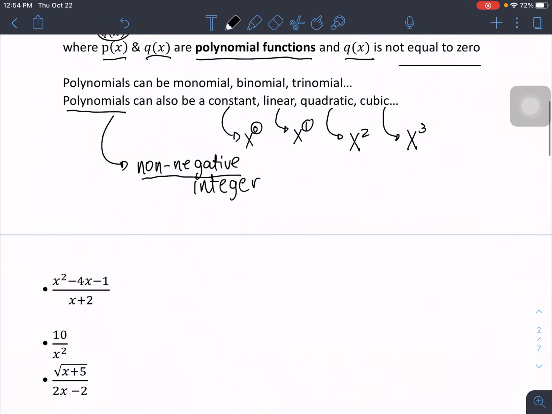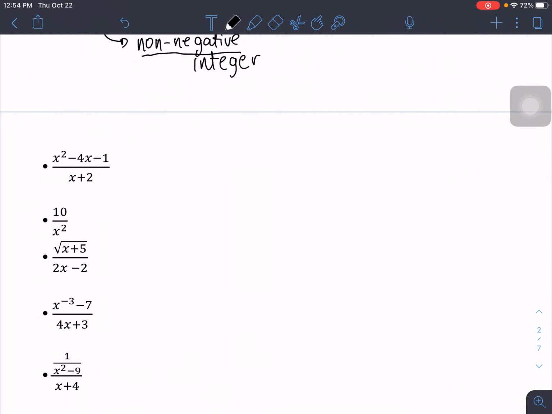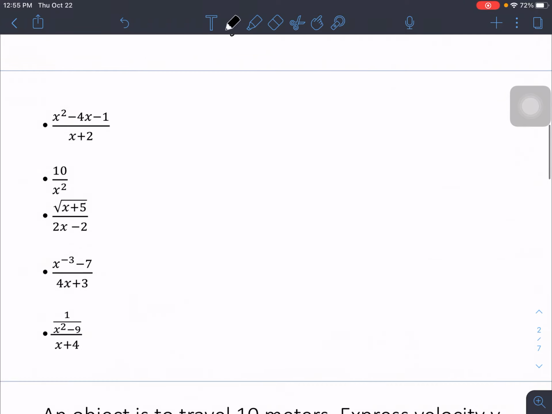Okay, so let's have an example. Let us tell whether these examples are rational functions or not. Again, a rational function should contain p(x) over q(x), meaning the ratio of the two expressions p(x) and q(x), wherein p and q should both be polynomials and q should not be equal to 0.